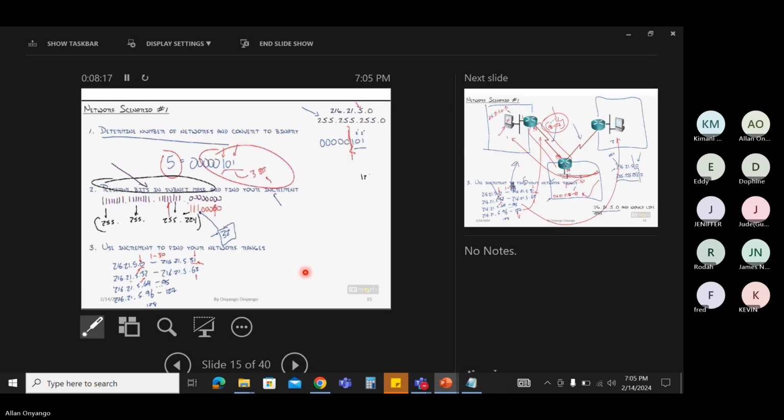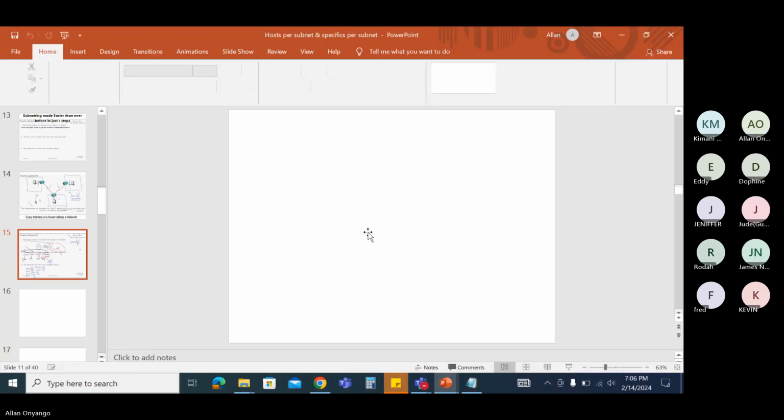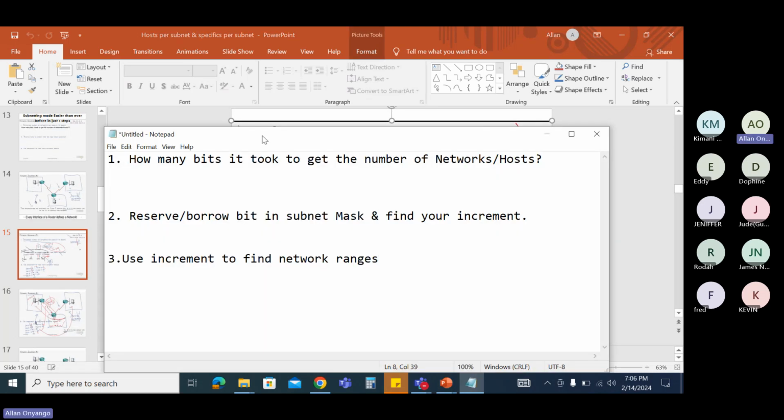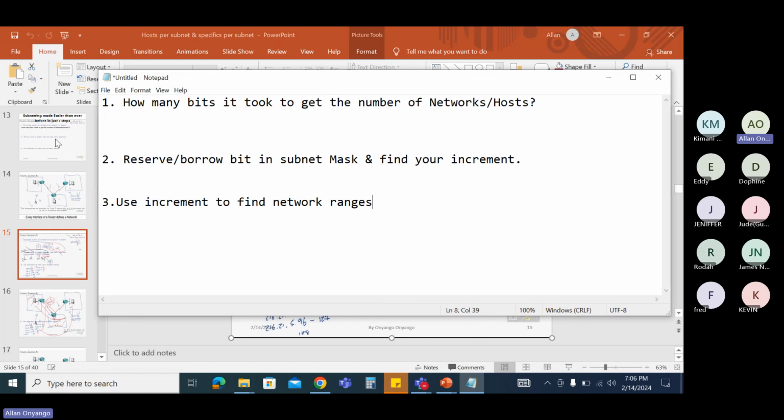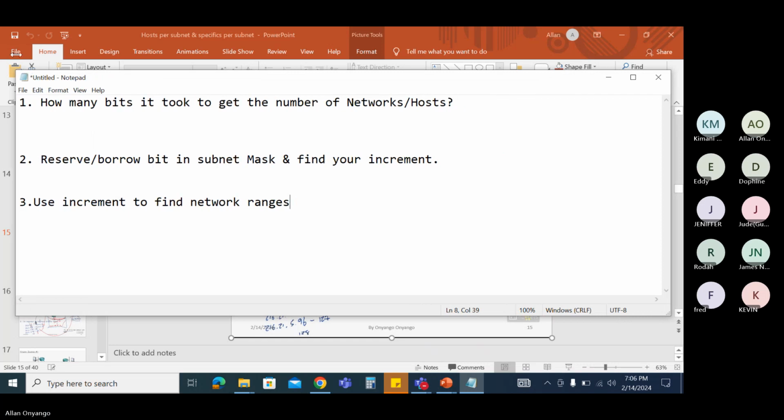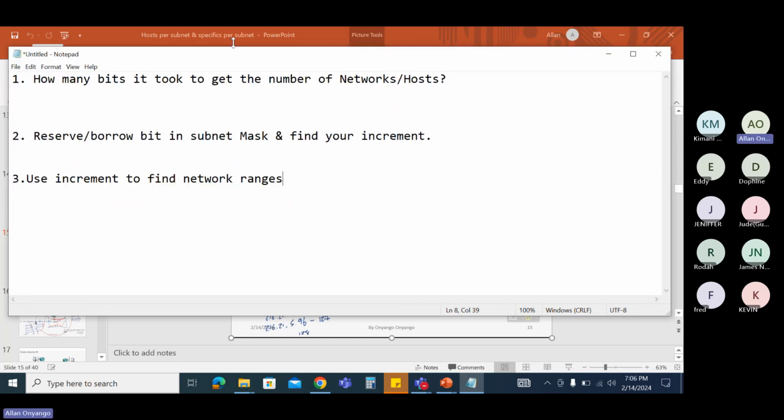Now, I want to remove that. Let me do it in a notepad so that you can see what I'm doing. Sawa? Okay? Yes. So this is my notepad here, and I'm going to increase it in size so that you guys can see what I'm doing.